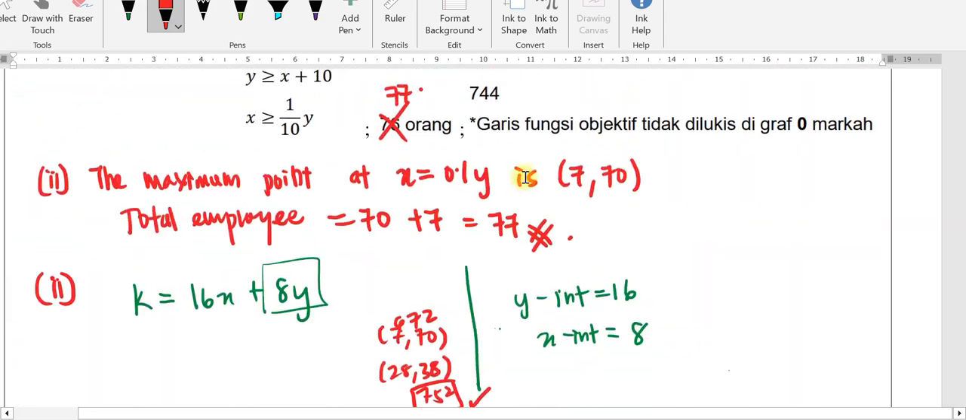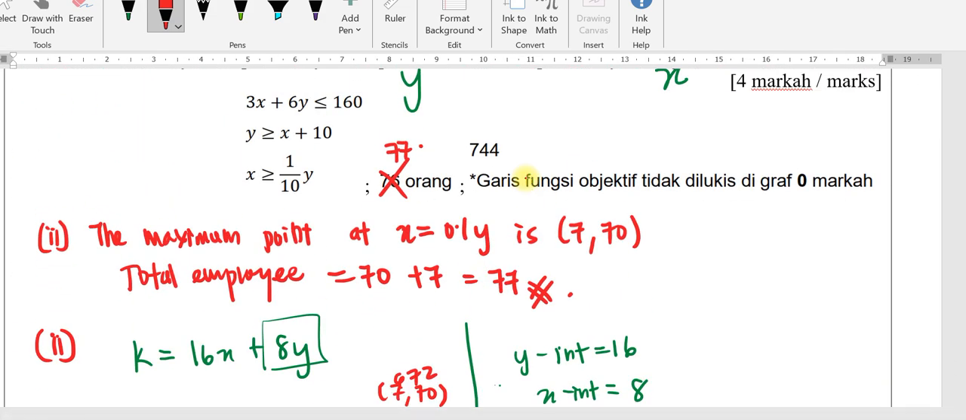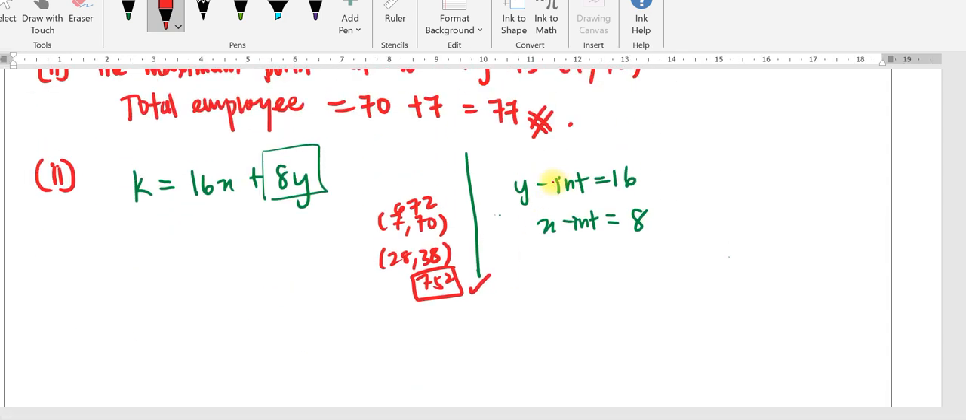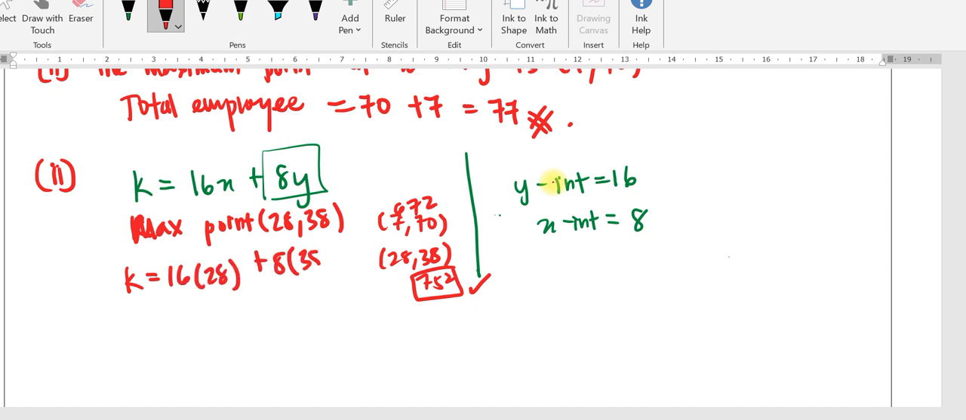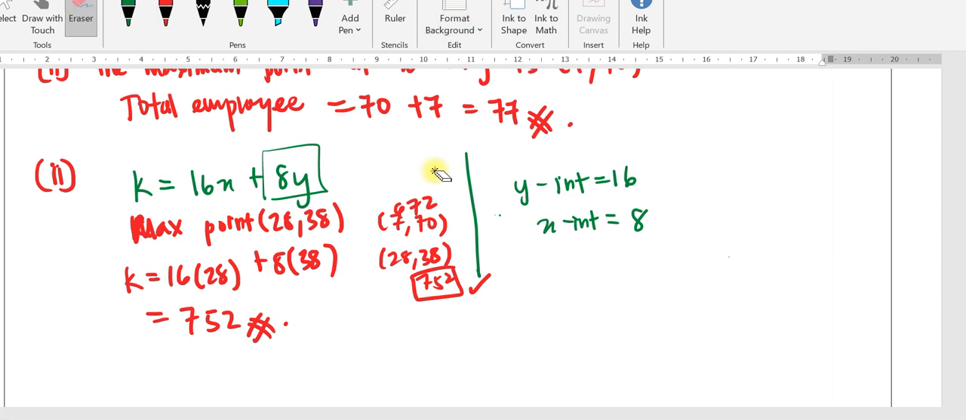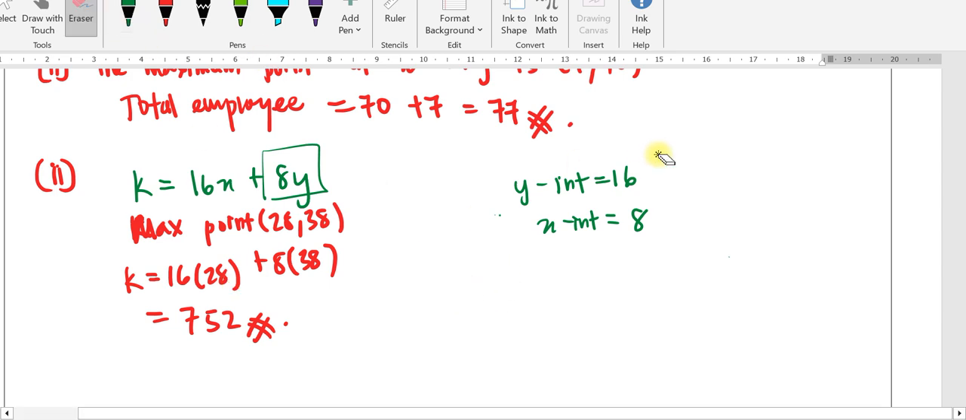And what answer they gave us? 744 is a wrong answer then. Okay, even though it's a marking scheme, but wrong is wrong. So you kena tunjuk maximum point right there. Maximum point is 28, 38. And then cuba ganti. And then you should be getting 752 ringgit. Okay, and this part all you can actually erase unnecessary. Okay, right, so that's how you answer the question.